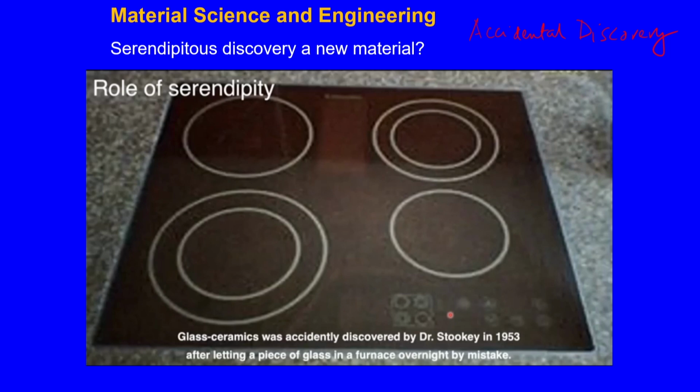A piece of glass is a frozen thing actually, it is an amorphous structure. Dr. Stookey put the glass accidentally in a furnace overnight, and next day morning he came and saw some portion of the glass had crystallized and formed these nano ceramics. That is how glass ceramics were discovered. There are many such examples I can give you. Quasicrystals were discovered, bulk metallic glass was discovered. So, it is one of the ways to discover materials, but then you have to be lucky. You must also know that you have discovered something new. This is not the case which can happen to everybody.